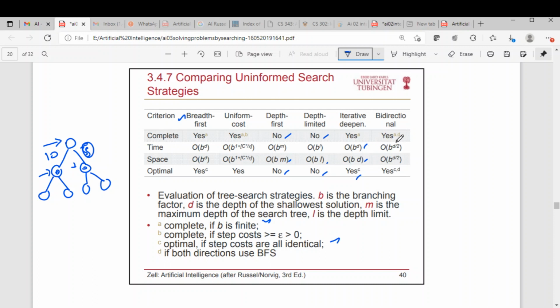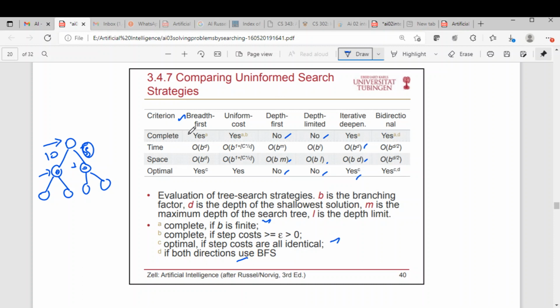Bidirectional search, is it optimal? Yes, it is optimal with two conditions, A and D. A is that b should be finite, and D is that both directions use BFS. Both directions should use BFS, then it is optimal.